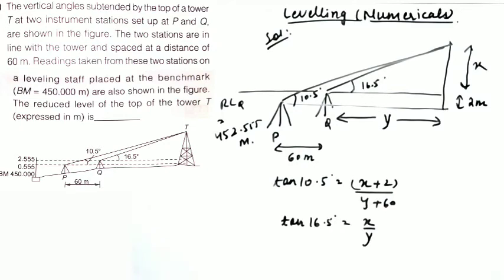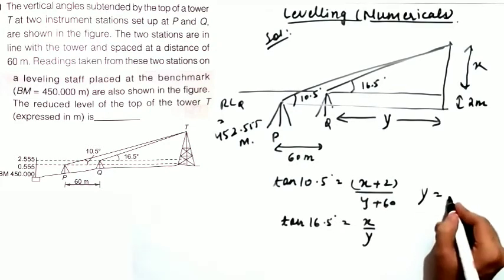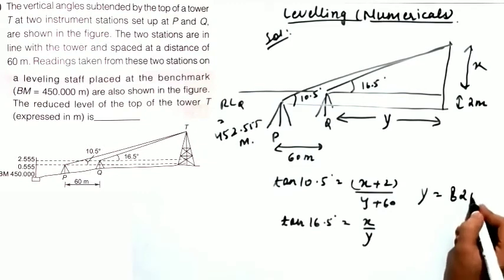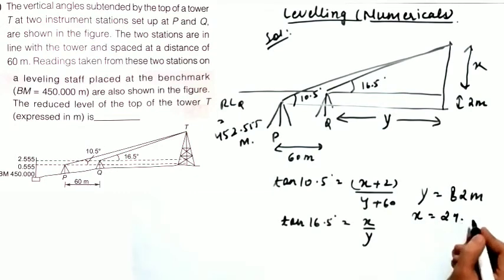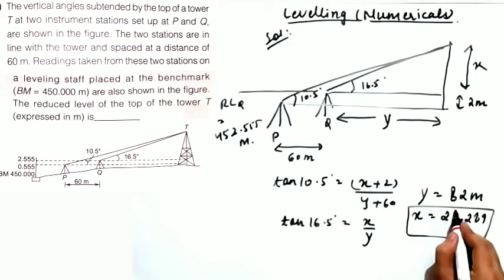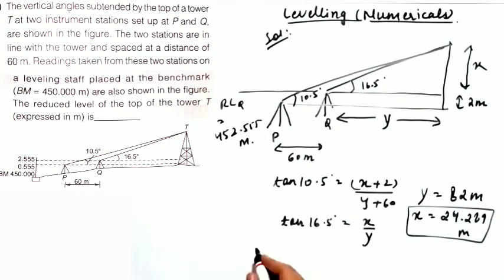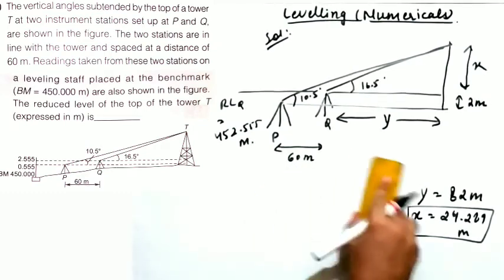So when you will solve both these equations, you will get Y as 82 meters. There are two variables and you are given with two equations. And X will turn out to be 24.289 meters. So this is the value of X. Now you need to calculate the RL of tower T. So you have to add this X to the RL of Q.